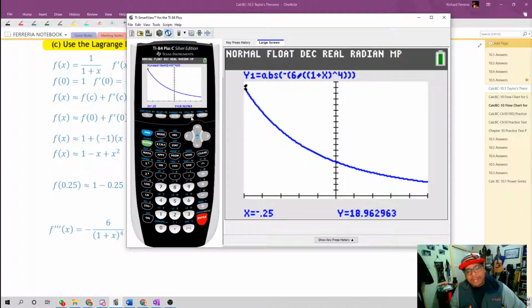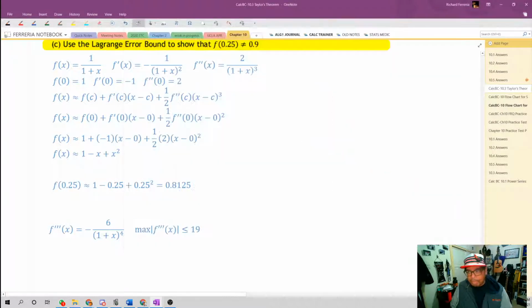Let's make it 20, because 20 is above 18.96. Oh, you know what? Let's make it 19. So our derivative is always less than 19 in the interval from negative 0.25 to positive 0.25. So the maximum of my third derivative is 19.